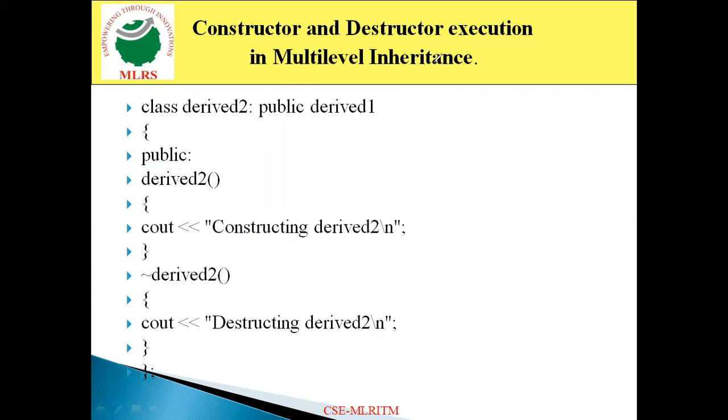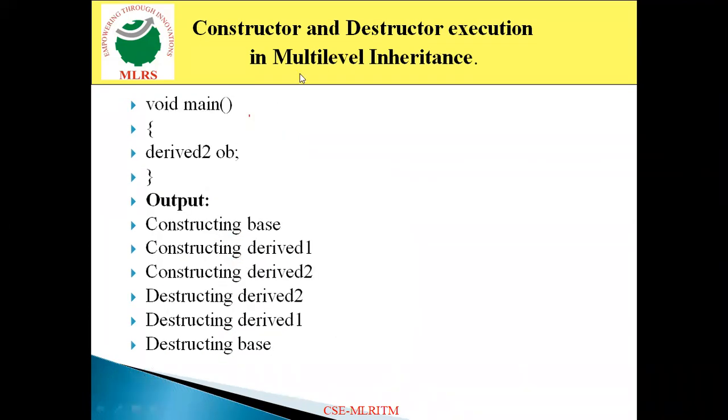Then after that I specify the main function. Now look at this. When I create the object of Derived2 in the main function, it first executes the base class constructor, which displays "constructing Base". Then after that it executes the Derived1 constructor, so "constructing Derived1" will execute. Then it executes the next derived class, Derived2 constructor, that is "constructing Derived2".